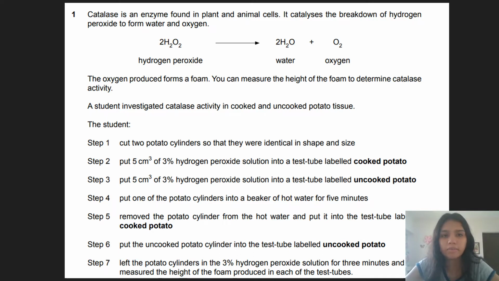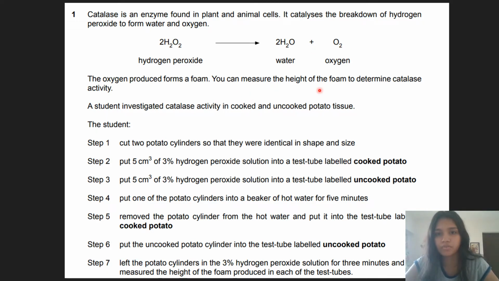Catalase is an enzyme found in plant and animal cells. It catalyzes the breakdown of hydrogen peroxide to form water and oxygen. Here they've given you the chemical equation, and you know that the enzyme that works on this equation is catalase. The oxygen produced forms a foam because the oxygen that is produced is basically gas. So when the gas is produced, it settles above the liquid mixture and it forms a sort of foam that you can probably see when you perform these experiments in labs.